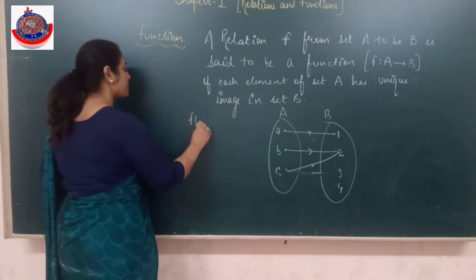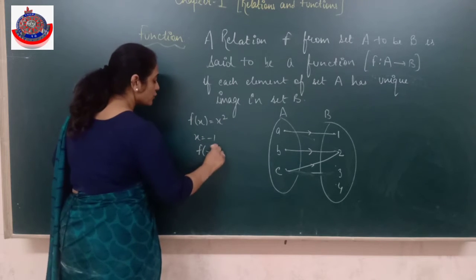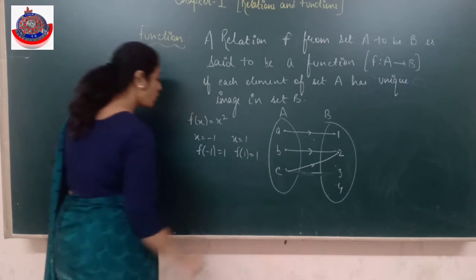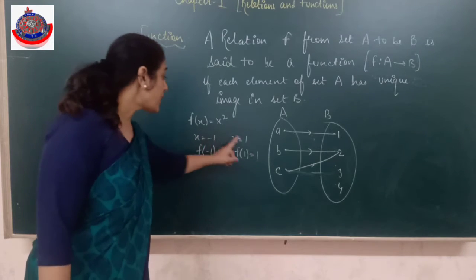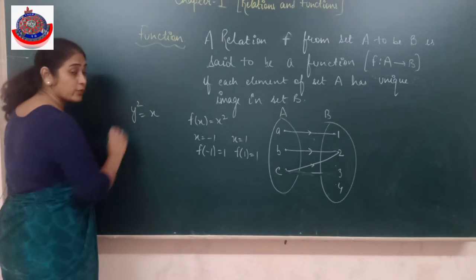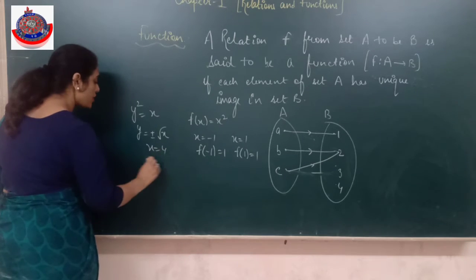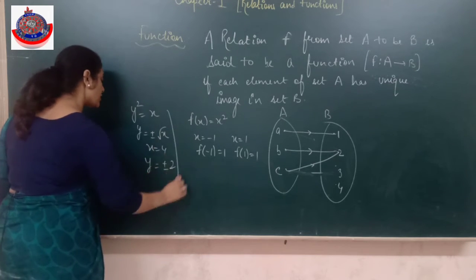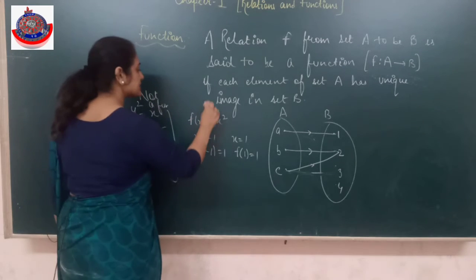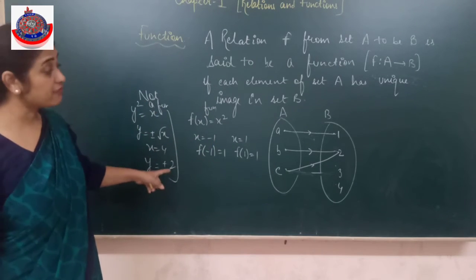For example, if I have f(x) equals x square as a function, if I put x equals minus 1, then I get 1. If I put x equals 1, then also I get 1. This all we have done in class 11. So 2 elements can share the same answer. But suppose this is a function, if I put x equals 4, I am getting 2 answers. So this is not a function. This is a function. 2 elements can share the same answer, but one element cannot have 2 answers.